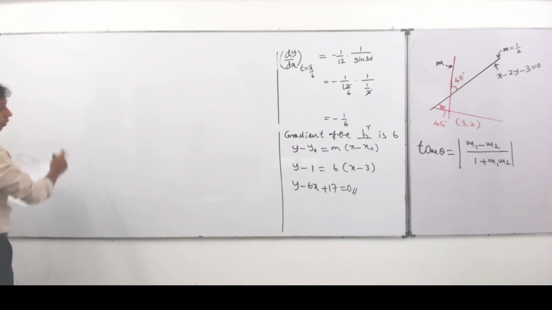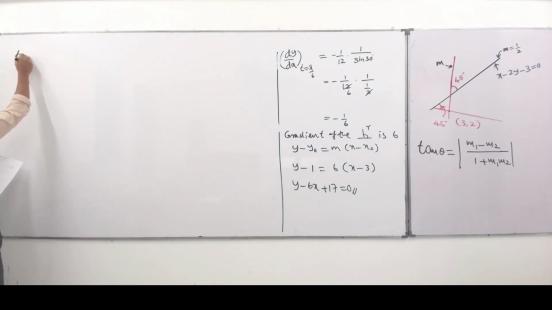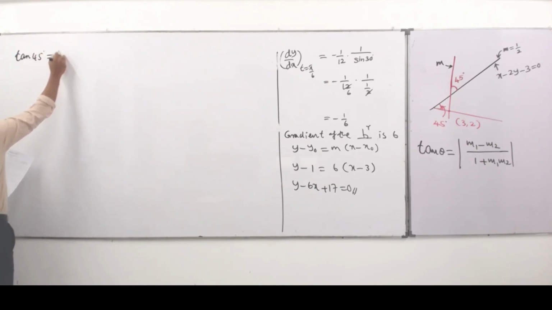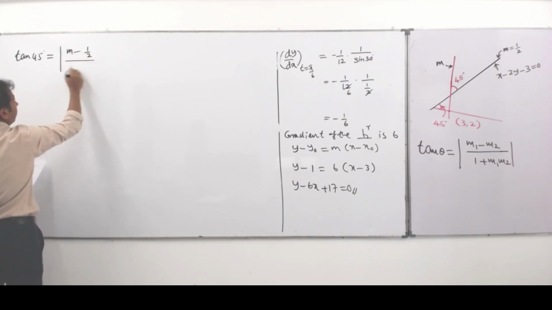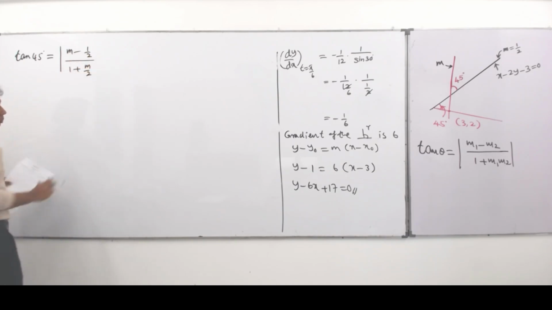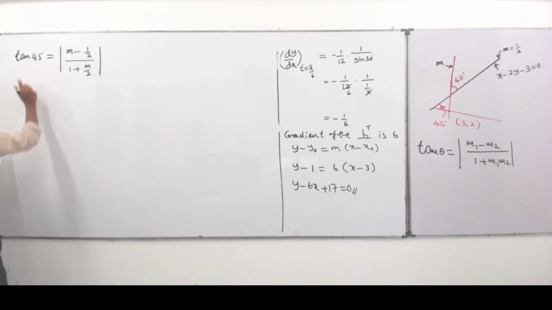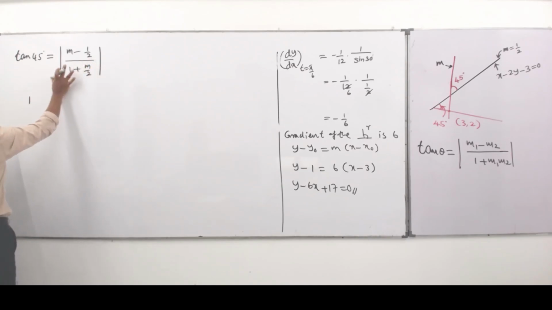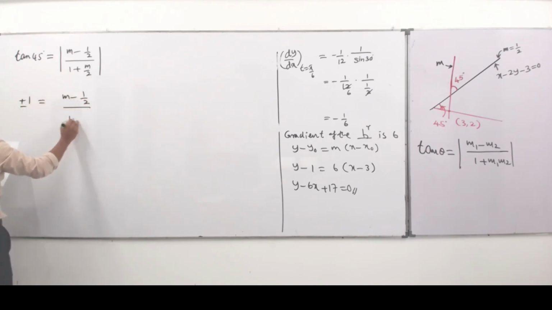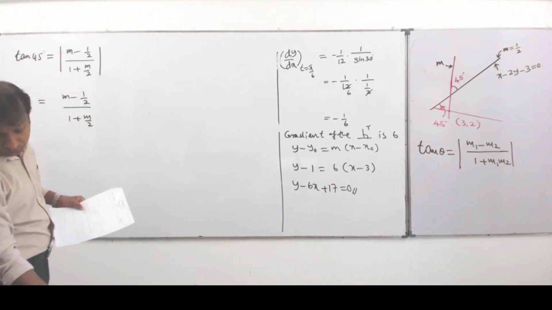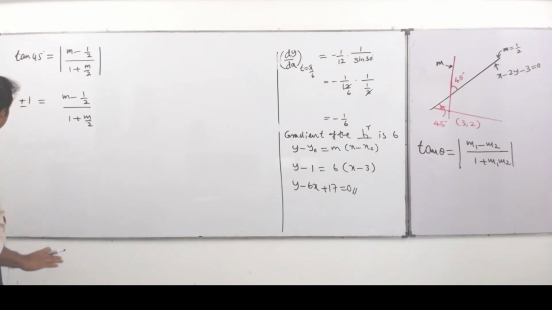Right. So then substitute 45 for theta. tan 45 equals (m minus half) divided by (1 plus m by 2), taking m1 as m. Right, this is 1, no? Then we can eliminate the modulus by putting plus or minus (m minus half) divided by (1 plus m by 2). Correct, no? Right, so solving this, we get two answers for m. Let's see what the two answers are.